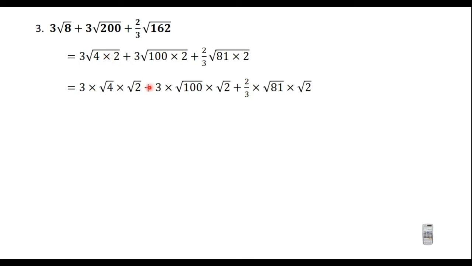You break this down, then plus, we already have 3 here. So 3 times, you break this one also down, square root of 100 times square root of 2, plus 2 over 3 is already here. So times, then you break this down, square root of 81 times square root of 2.